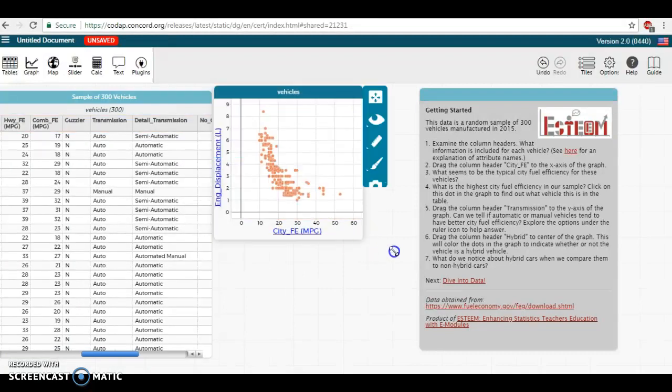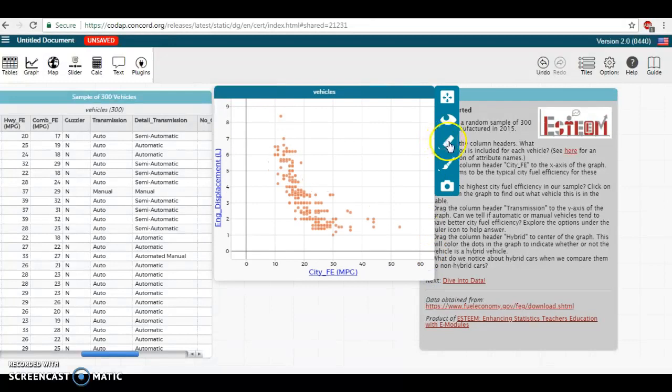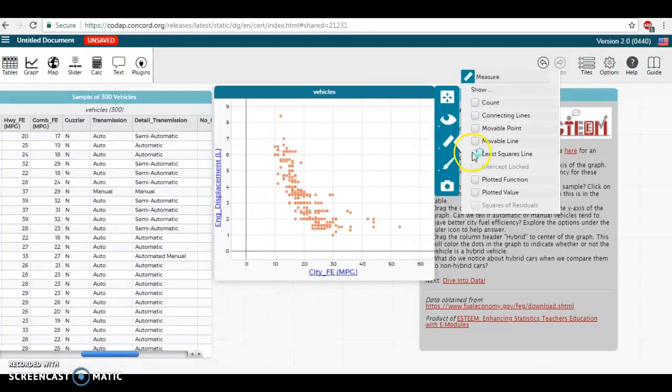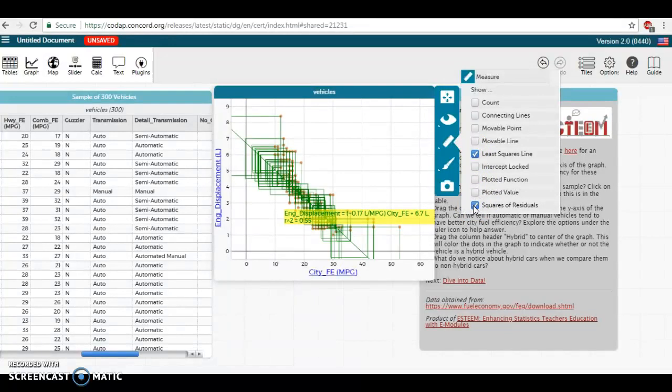We're going to see how much has changed. Let's make this bigger. Go to my tools, click on my ruler, find least squares line. Also, there are squares of residuals, which show how the least squares line is found. Okay, so now it's showing we have the same r, so my correlation stays the same. I still have a moderate negative graph, all of that stays the same. However, my y-intercept is different. Now I have y equals negative 0.17x plus 6.7.